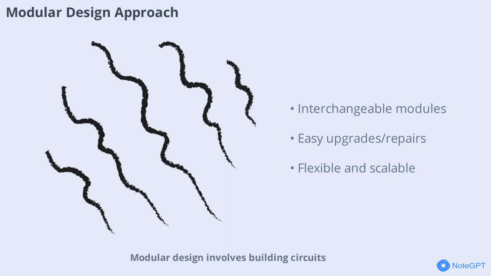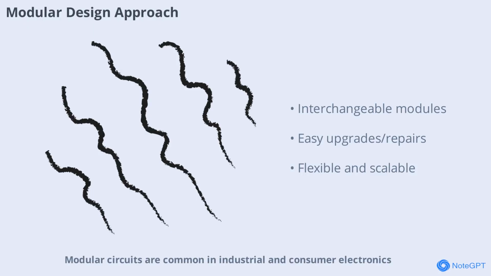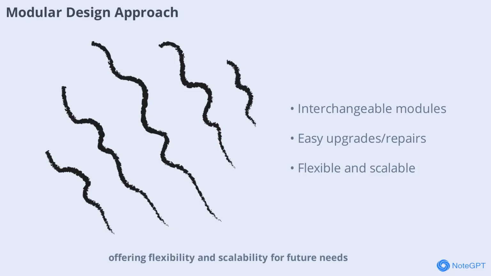Modular design involves building circuits from interchangeable blocks or modules. This makes it easier to upgrade, repair, or expand a system. Modular circuits are common in industrial and consumer electronics, offering flexibility and scalability for future needs.